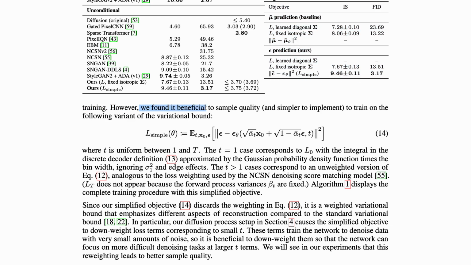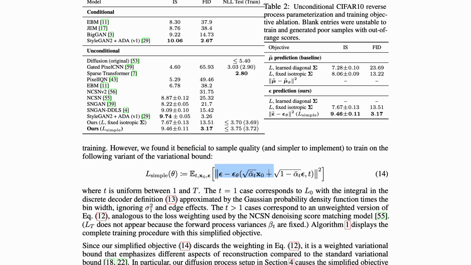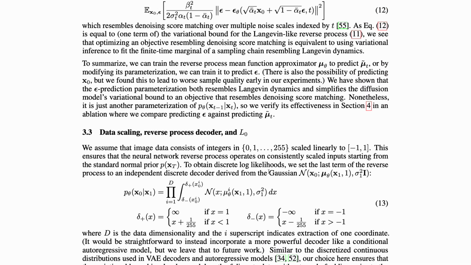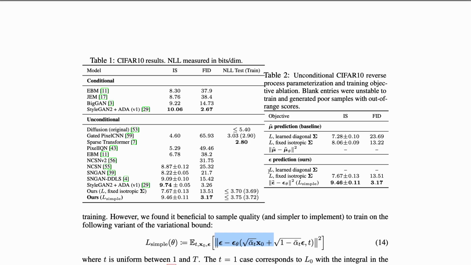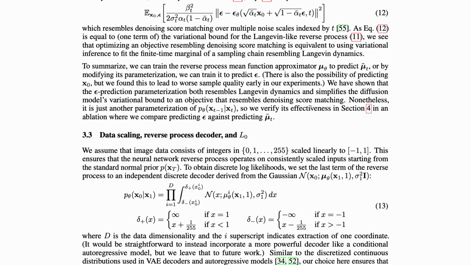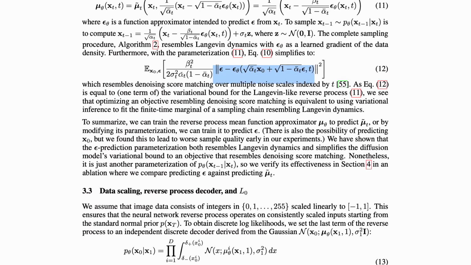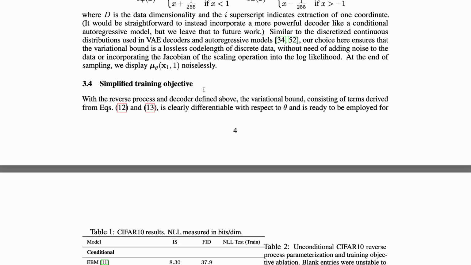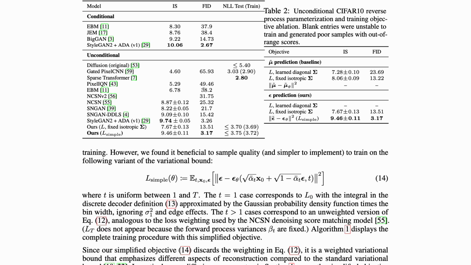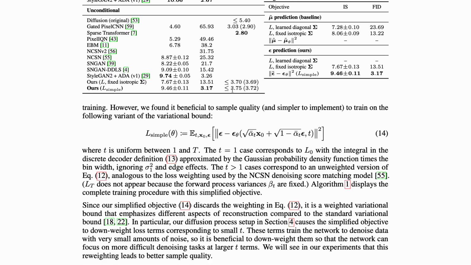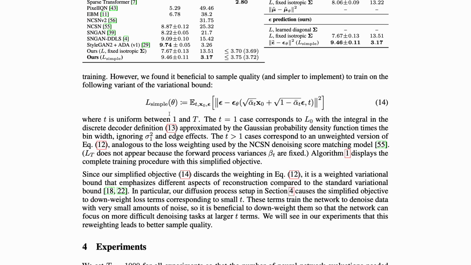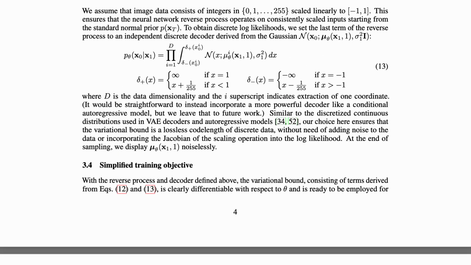Okay, so it's saying it's clearly differentiable with respect to theta, equations 12 and 13. However, we found it is beneficial to sample quality to train on the following variant of variational bound. So it's just training on this part. That's it. It's not considering this part and also not considering this part. I see. Where t is uniform between 1 and T, t equal to 1 corresponds to L0 with integral of discrete decoder definition, equation 13.